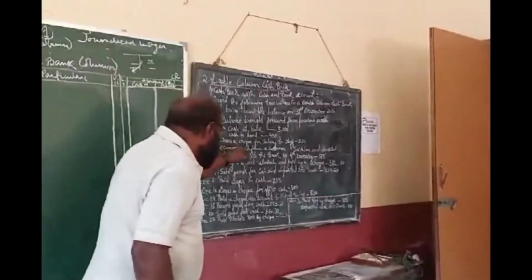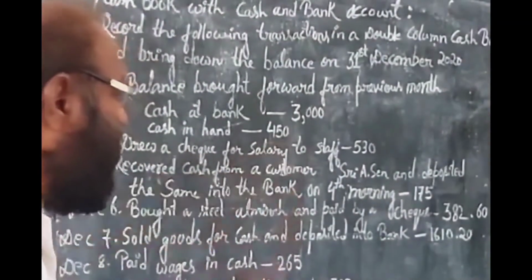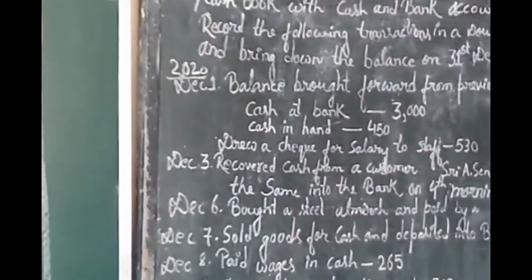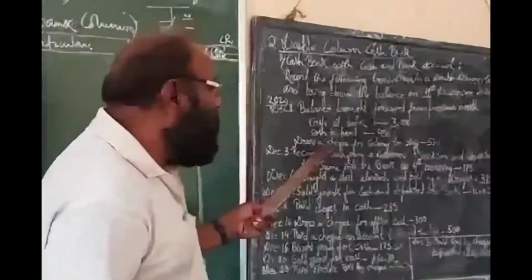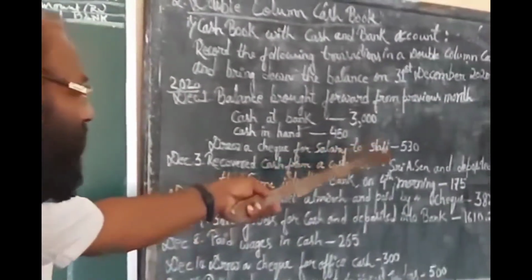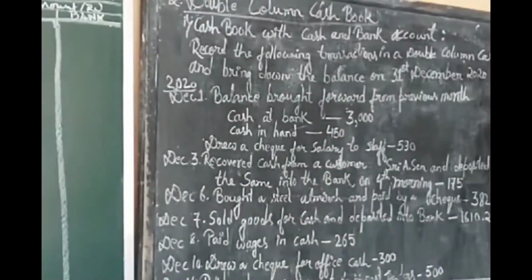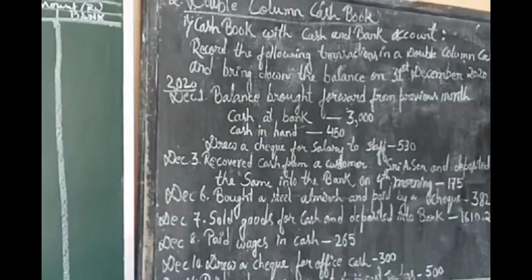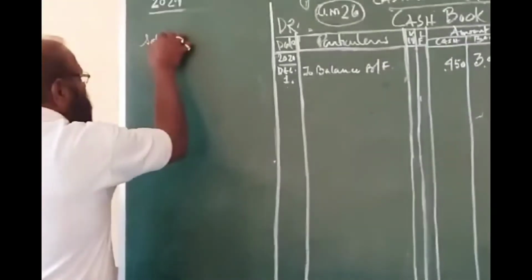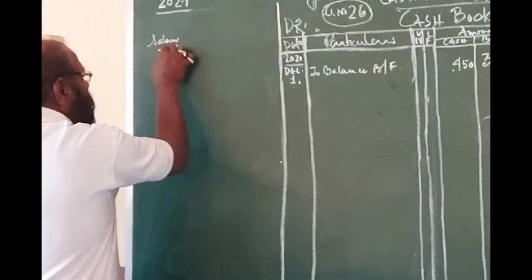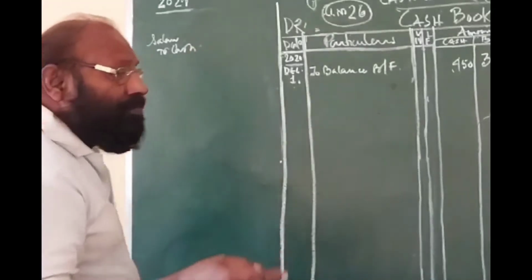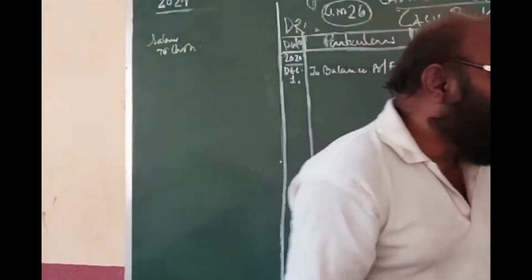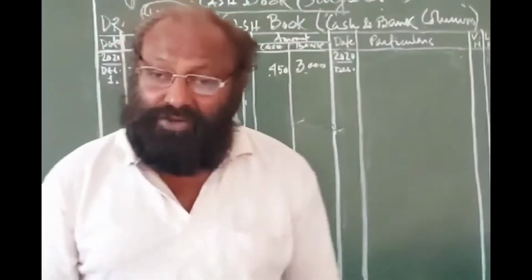Now, drew a check for salary, 530. You have passed a check, you have made a payment of salary. Just try to understand. When we are giving salary, we are making expenses. If we make the payment of salary in cash, we write salary account debit to cash, right? But here we are giving salary through the issue of a check.